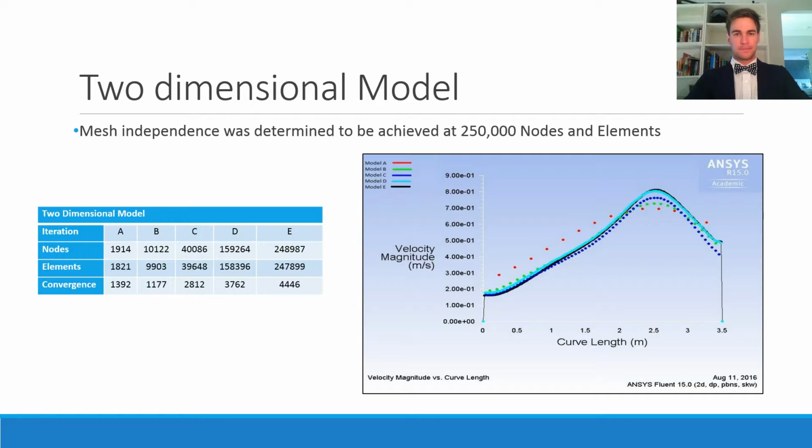light blue line. As shown by the image on the right, the black line that denotes iteration E of 250,000 nodes and elements is in close agreement with iteration D. Therefore, the results only marginally differ, and increasing the number of nodes and elements by 90,000 only slightly changes the peak exit velocity. The velocity of the fluid was plotted against the curvature length of the outlet to complete a mesh-independent study.